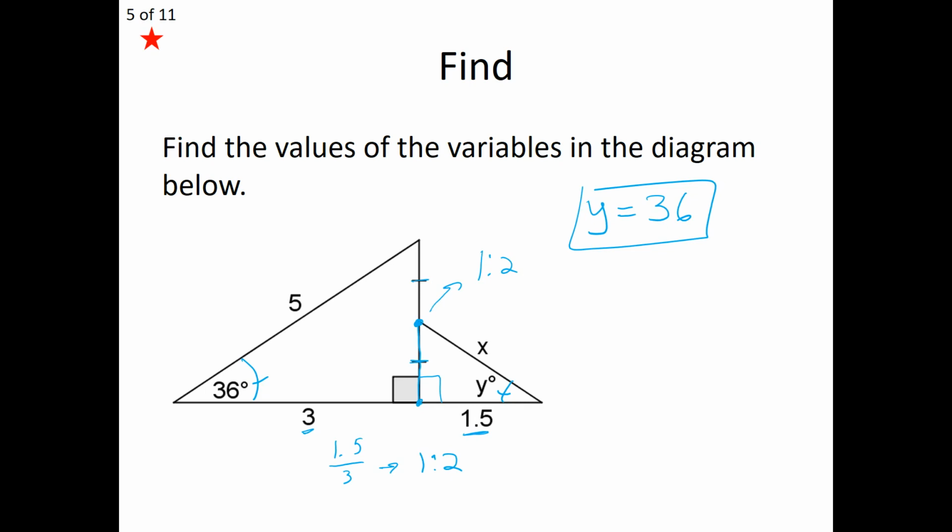Now I'm on to find the measure of x. In this case, I am going to have to set up a proportion to solve for x. I already know what my ratio is. My ratio is 1 to 2, going from my smaller triangle to my larger triangle. I get that same ratio if I do 1.5 over 3 or set up the midpoint from the side that we have there. So 1 to 2 is the same ratio as x to 5, and then I can cross multiply and solve for x.